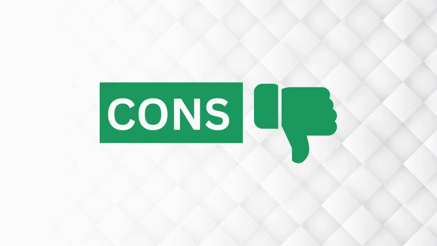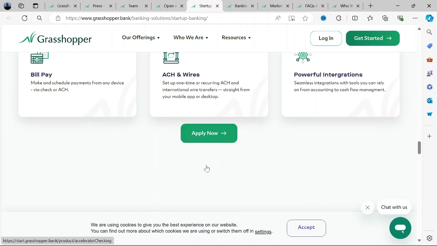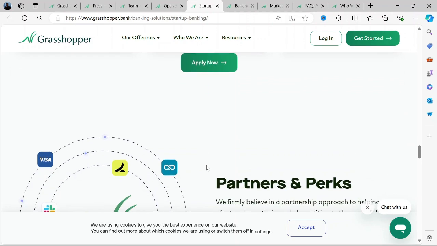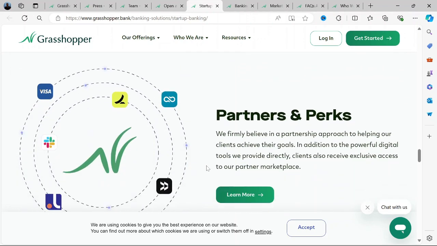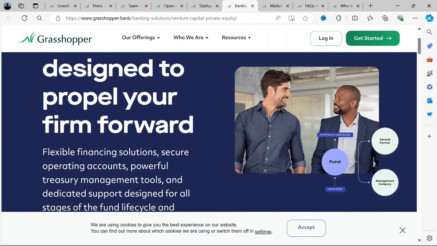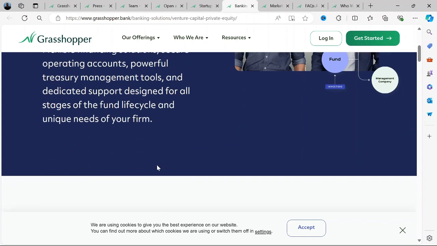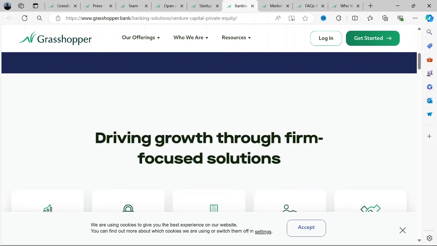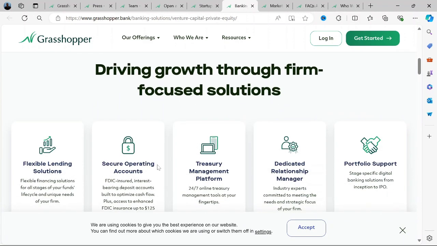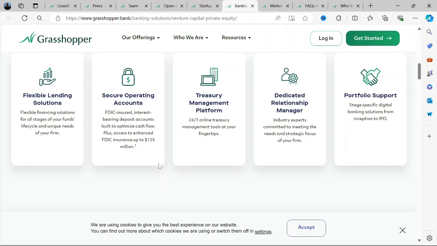Now the cons. 1. Digital only. The lack of physical branches may be a downside for those who prefer in-person banking or need services that require a physical presence. 2. Limited services. While Grasshopper offers essential banking services, it may not cover all the needs of more complex or larger businesses, such as loans or merchant services. 3. Pricing. The minimum deposit of $100 required for opening a business checking account might be a major drawback for startups and small businesses.